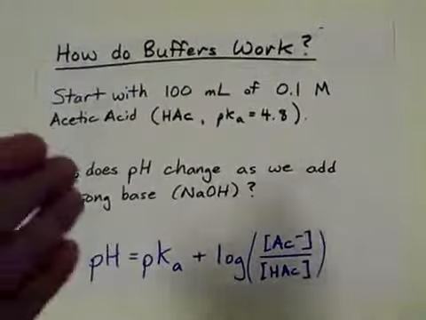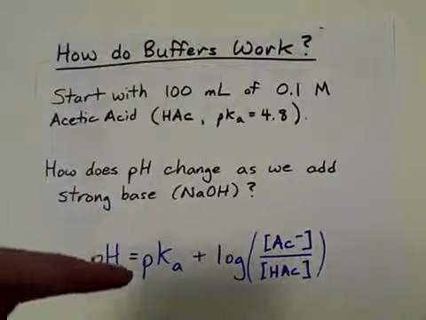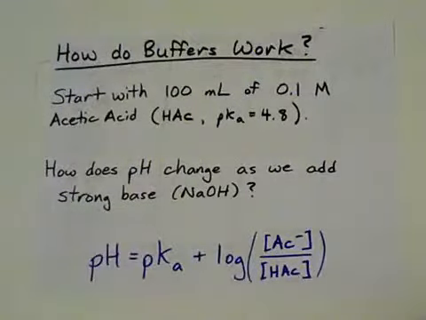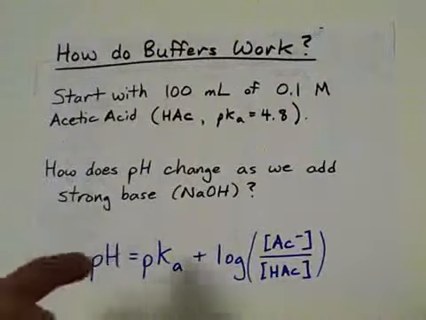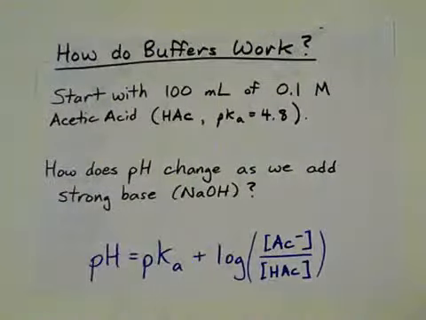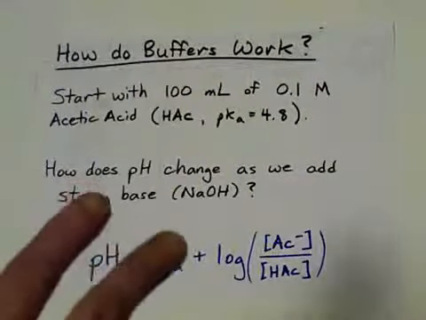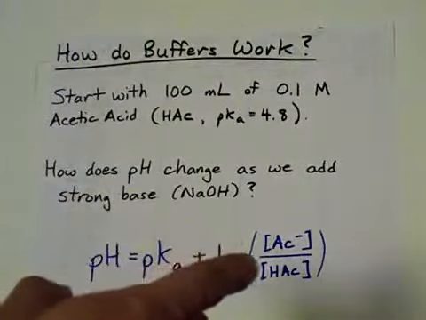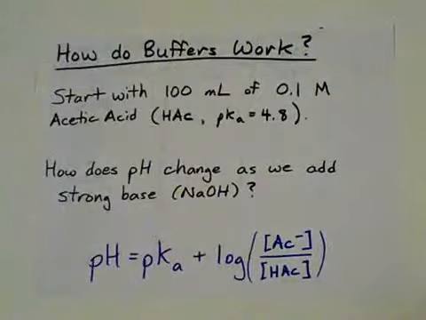So here we go, I'm going to show you how they work math-wise with the Henderson-Hasselbalch equation. You can calculate the pH of a buffer if you know the pKa of the acid that made the buffer, and you know the ratio pre-equilibrium of the acid and its conjugate base in the solution.